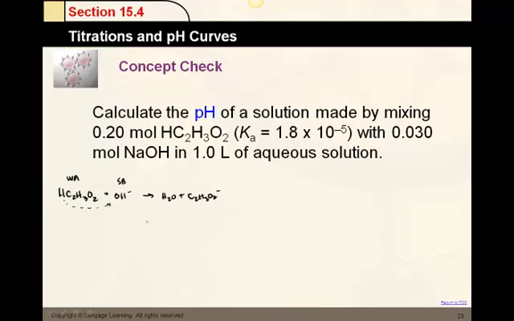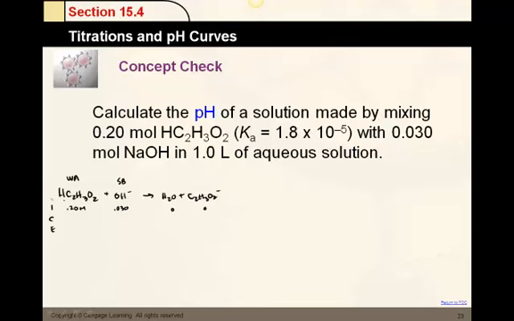All right, now because it's weak, I know I'm going to use ICE, so I'm going to write that out. I also am very lucky in this question because it's in a 1 liter solution. Because it's a 1 liter solution, I don't have to worry about the molarity because the moles and the molarity are the same. So I'm going to write, after I erase that dotted arrow, this is 0.20 molar. And the NaOH is 0.030.